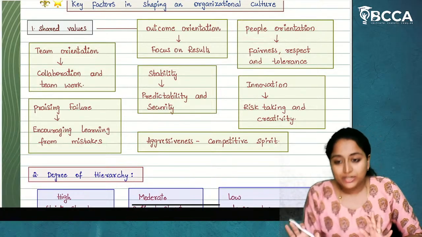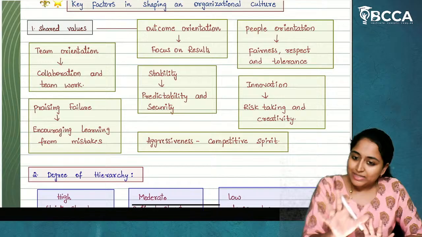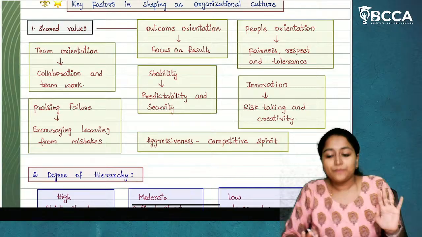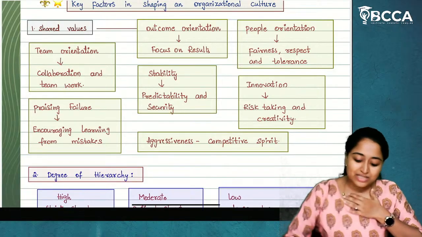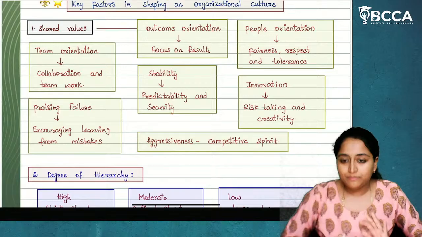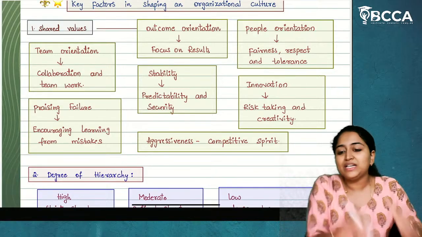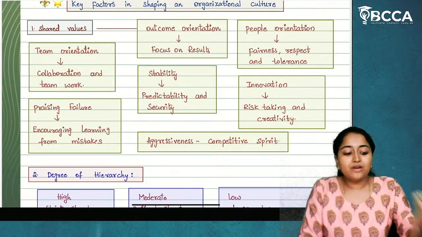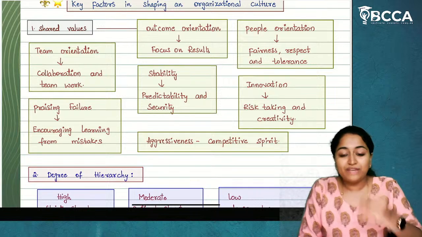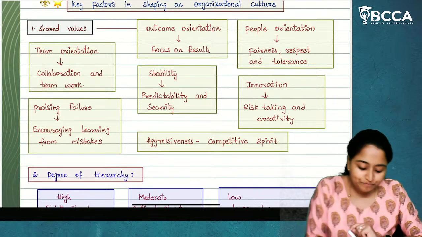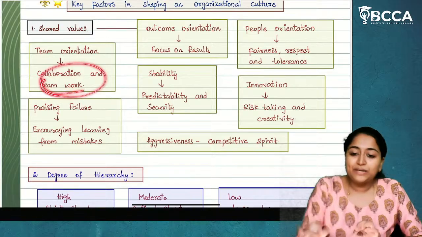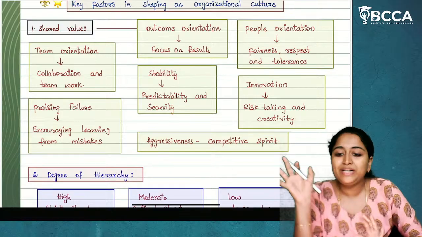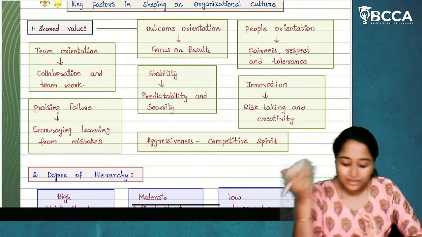Or if it is people oriented: you are doing the work, it's okay. You can do the work whenever you want, which doesn't mean that you will be negligent. But if you're not feeling well, we are concerned about the employees' health. We are concerned about the fairness of treatment of the employees. We are respecting our employees. Based on fairness and respect, if it is people oriented, the culture will differ. Team orientation: collaboration and teamwork. You will do the work as a team. You will not do it individually. So based on that also culture will differ.